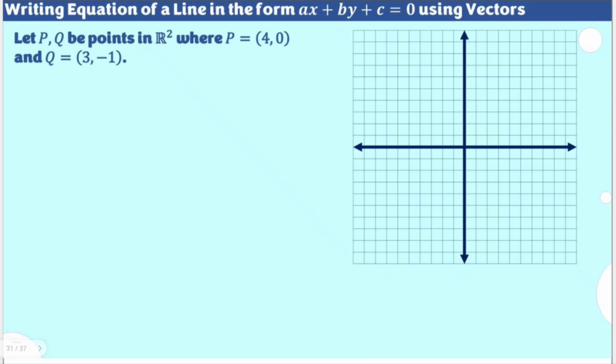Let us try to identify the equation of a line in the form ax plus by plus c equals 0, or the usual general form of equation of a line, but this time using vectors. Of course, our given here is P (4, 0) and Q (3, -1).